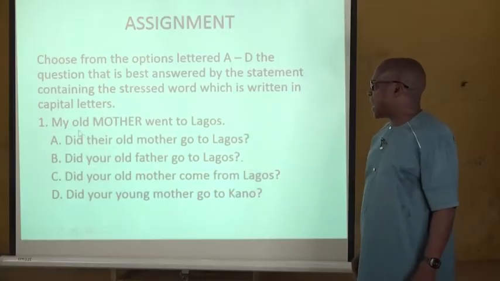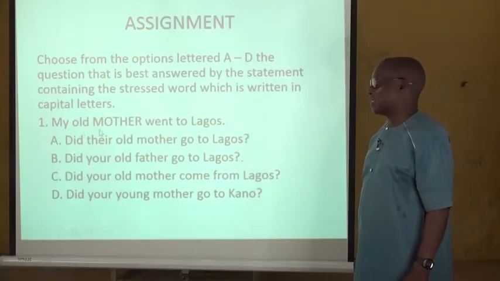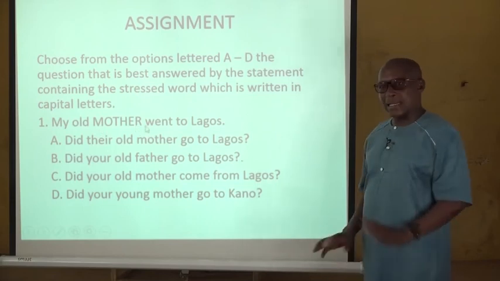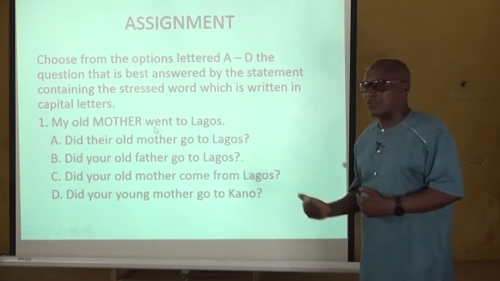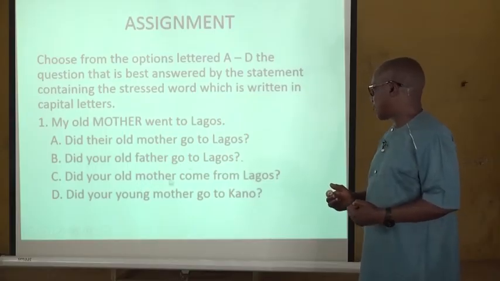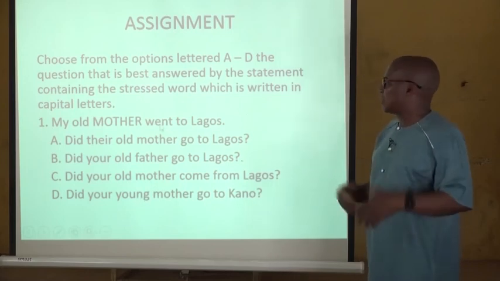1. My old MOTHER went to Lagos. The stress is on mother. I don't have to explain this. We've done the exercises, and I believe you'll be comfortable choosing between A, did their old mother go to Lagos? B, did your old father go to Lagos? C, did your old mother come from Lagos? D, did your young mother go to Kano?